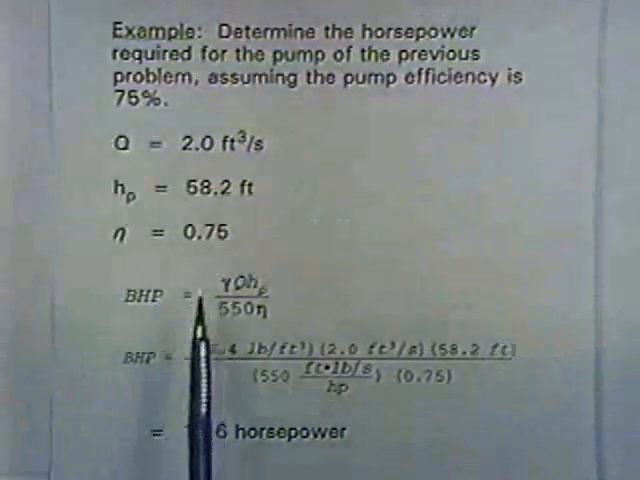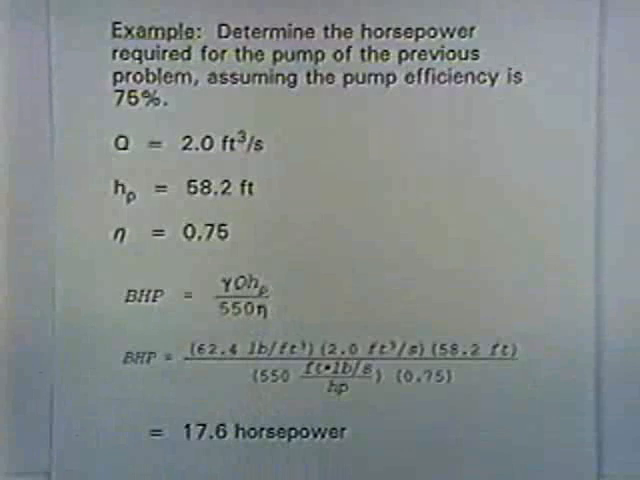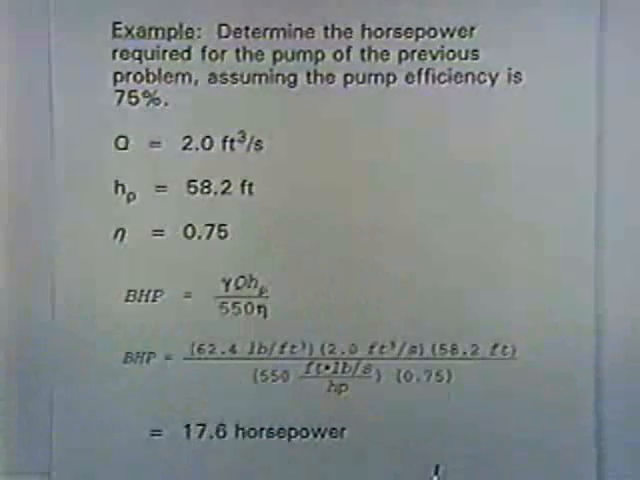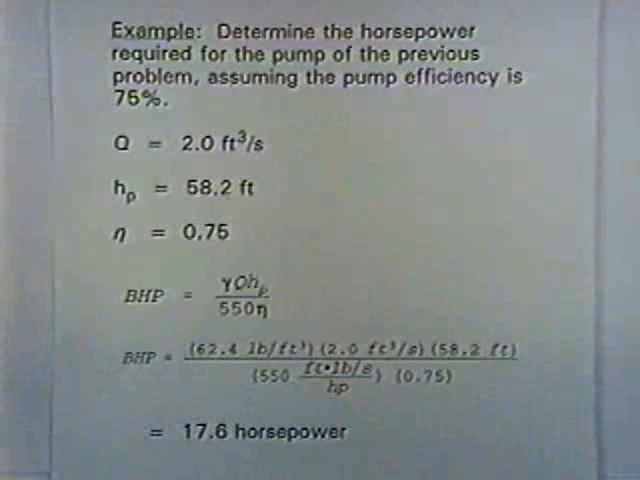And now we're saying our pump, the manufacturer is telling us that the pump has an efficiency of 0.75. And so we can plug in the numbers, the unit weight of water, 62.4 pounds per cubic feet, and the flow rate, the head, the conversion to get to horsepower from foot-pounds per second, the efficiency, and we can say we need 17.6 horsepower to run that pump.